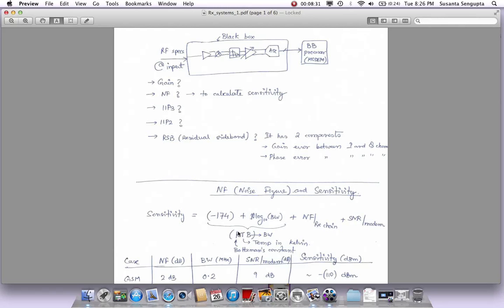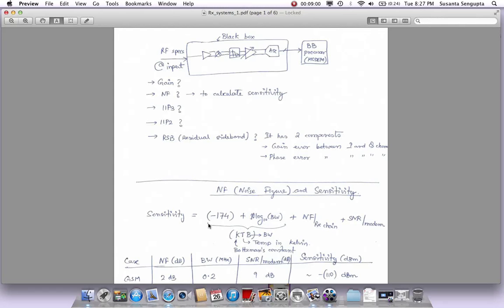kTB is this. So if you put in the value of the Boltzmann constant k, and the temperature, let's say room temperature is 298 Kelvin, which is 25 degrees centigrade. If you take this product and take 10 times log of that, it will give you this -174 number. So this -174 number is nothing but simply k and T. This bandwidth term is shown here as 10 times log of bandwidth because we are deriving sensitivity in dBm.